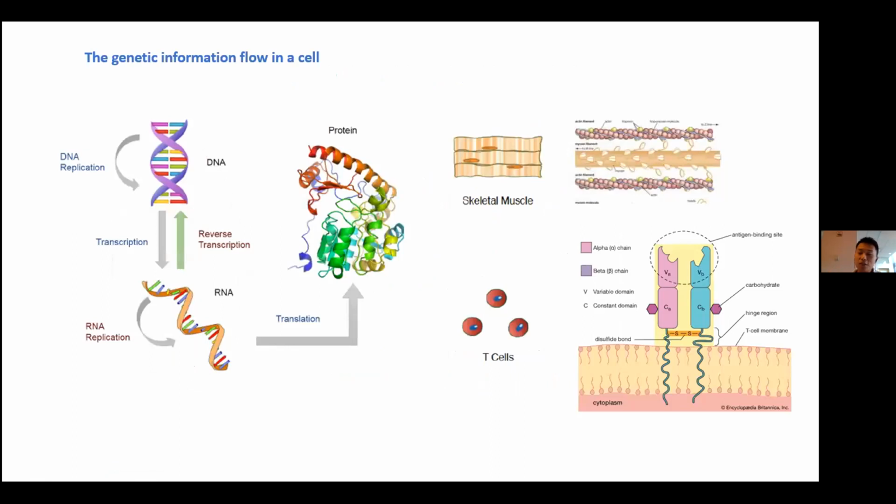Next is how information flows in a cell. Each of the cells has the same set of DNA, but even though their DNA is the same, they choose to express different RNAs. And then those RNAs further translate to different proteins, such that different cells have different functionalities. For example, here, the skeletal muscle cells express these specific RNAs to make the muscle fiber. And for example, the T cells specifically express the T cell antigen receptors, which are proteins in this form. And then these receptors capture the outer pathogens, and then the cell further attacks based on what it captured.